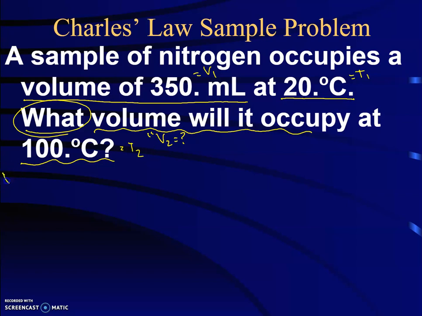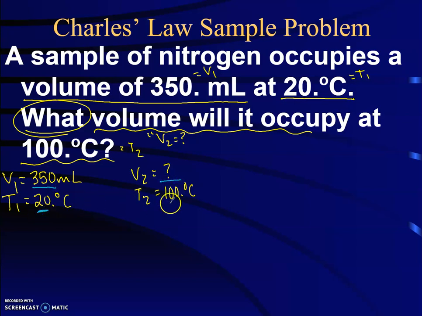So let's write that out. V1 equals 350 milliliters. T1 equals 20 degrees Celsius. V2 equals an unknown. T2 equals 100 Celsius. So let's predict. What are we going to see? What will happen to the volume when we see the temperature go from 20 to 100 degrees Celsius? 20 to 100 degrees Celsius means that the temperature increased. So the volume should also increase because it's directly proportional.